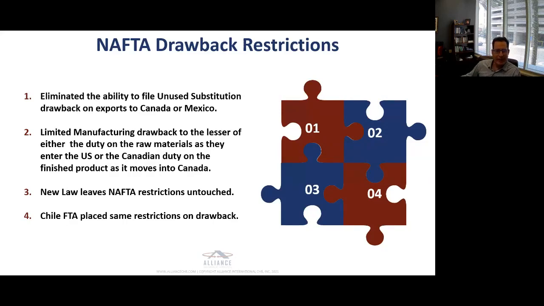Okay, this should say probably NAFTA and USMCA at this point. The primary restriction, so NAFTA, now USMCA, was not drawback friendly. The primary restriction that it placed was on our ability to file under this substitution provision on exports to Canada and Mexico. So if you're importing and exporting goods in the same condition and you're filing under unused merchandise drawback, our only option is to file under the direct identification methodology. Okay.